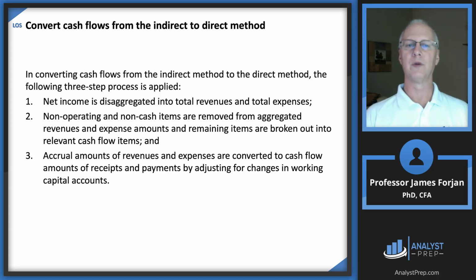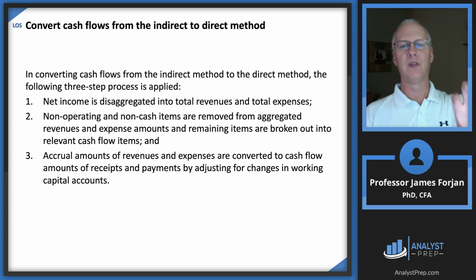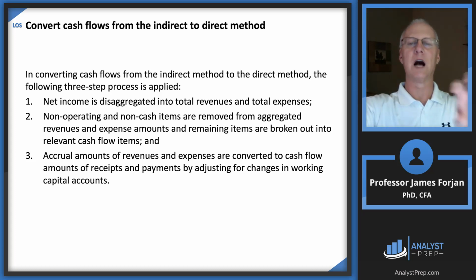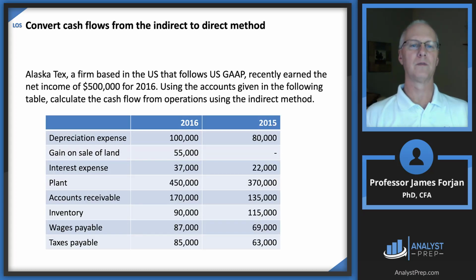All right, so this is what we're going to do, a three-step process. We're going to start with net income, and we're going to disaggregate into the revenues and the expenses. So think about starting at the bottom of the income statement and then working your way up. You have the expenses on the left, you got the revenues way at the top right. So we're disaggregating those two. Then the non-operating and the non-cash items are removed from the aggregate revenues and expenses. And then the accrual amounts of revenues and expenses are converted to cash flow. And then, of course, don't forget changes in working capital accounts.